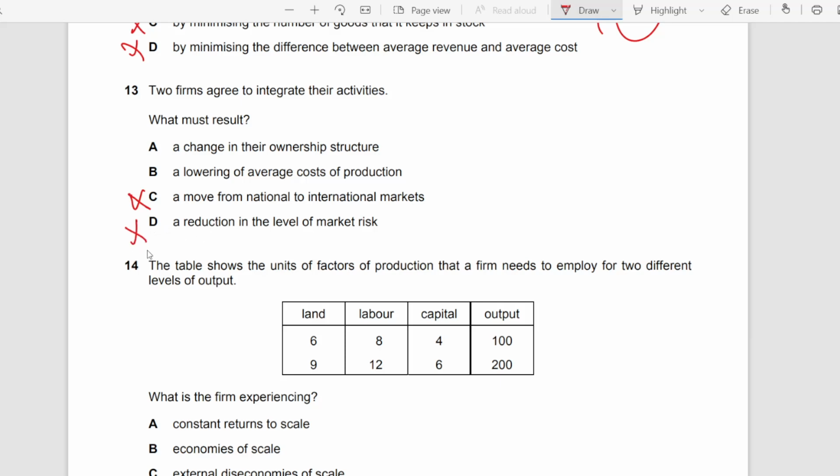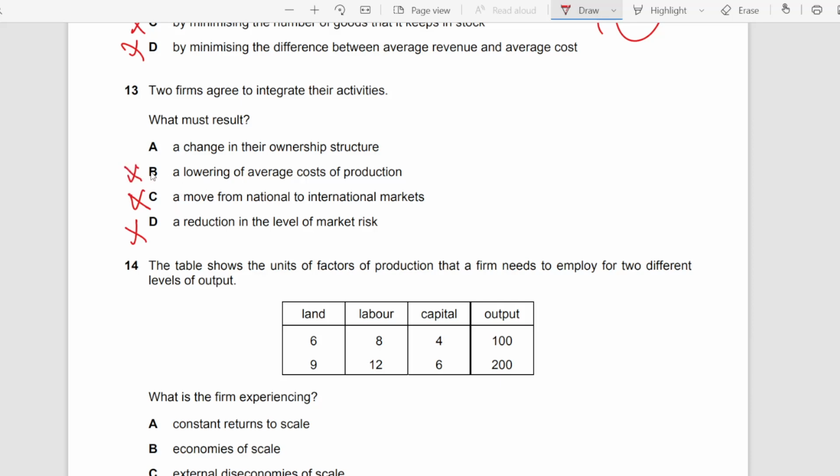I don't think market risk has got anything to do with the integration of activities. A lowering of average cost of production. Look, average cost of production might decrease or might not decrease. It depends. It is likely to increase. Now, this is a tricky part here. This is not necessarily wrong that the average cost will lower as two firms agree to integrate these activities, because they might benefit from economies of scale, but they might not benefit from economies of scale. Who knows? It depends on how these two businesses come together and how they perform once they come together, right?